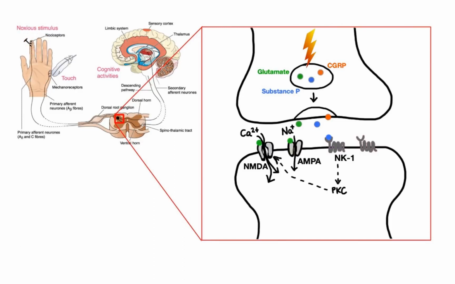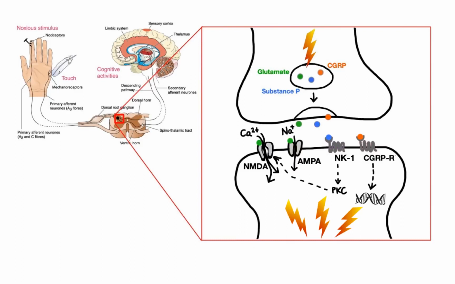Lastly, the released CGRP binds to its receptor on second-order neurons, leading to changes in receptor expression and function, and thereby altered neuronal activity. This in turn contributes to the so-called central sensitization that is characterized by a lower threshold for evoking action potentials.